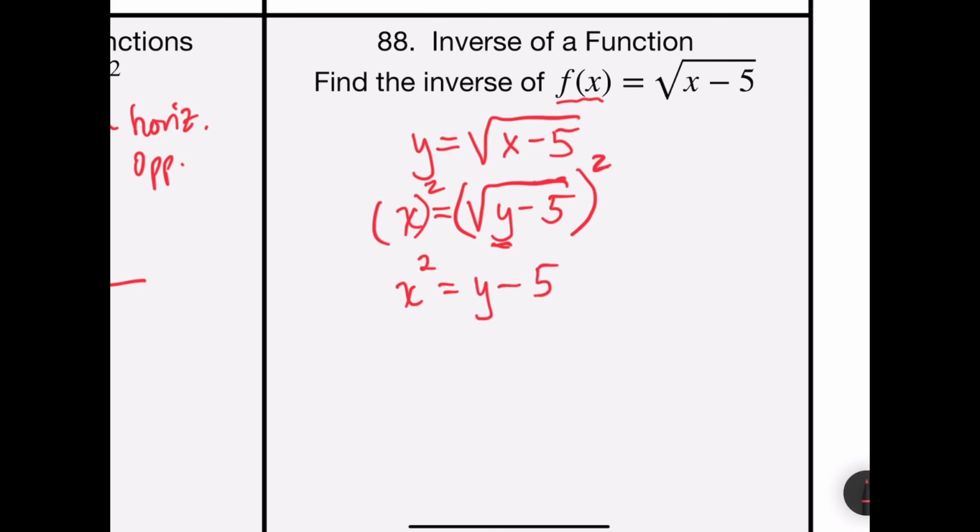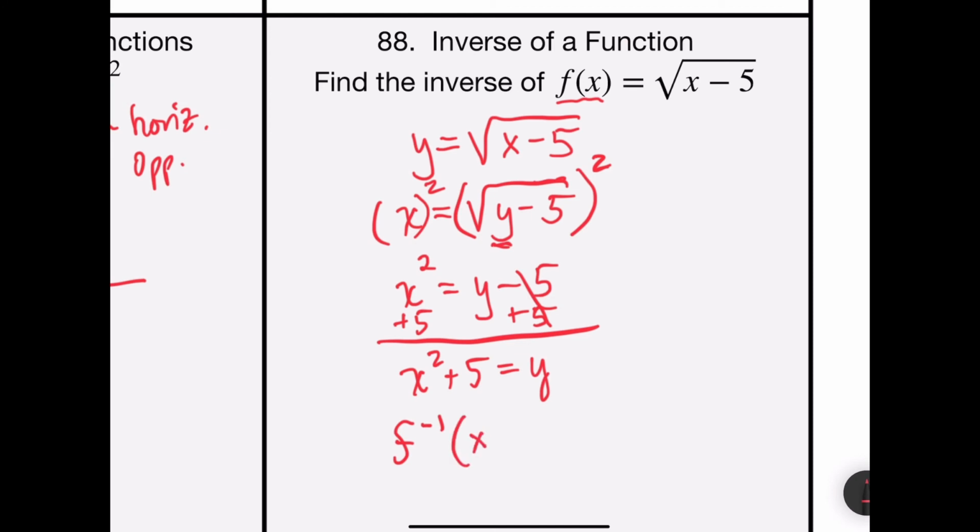Now simply all I have to do is solve for y, which means I will add 5 to both sides. X squared plus 5, all I could do is express that as x squared plus 5. Negative 5 plus 5 is 0, or as some people say, it cancels out. 0 plus y is y. And so my inverse, which I will express using a little negative 1 on the function of x equals x squared plus 5.